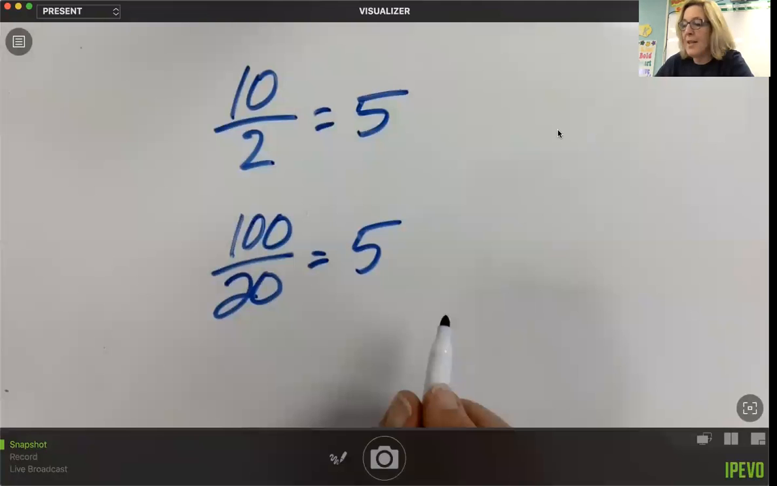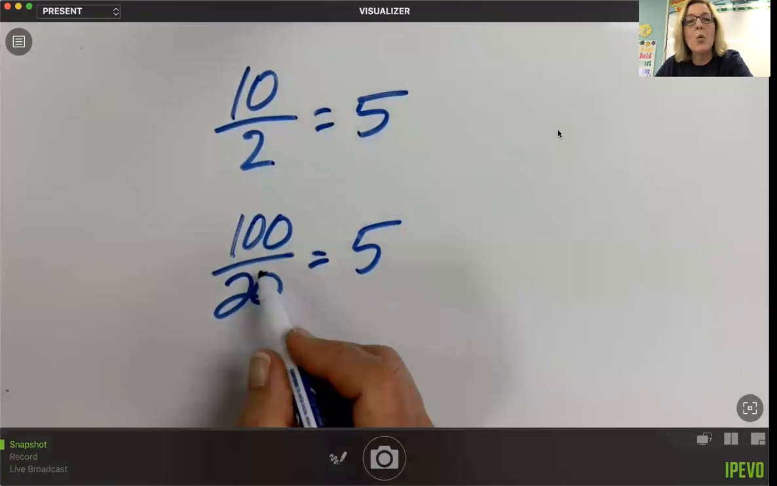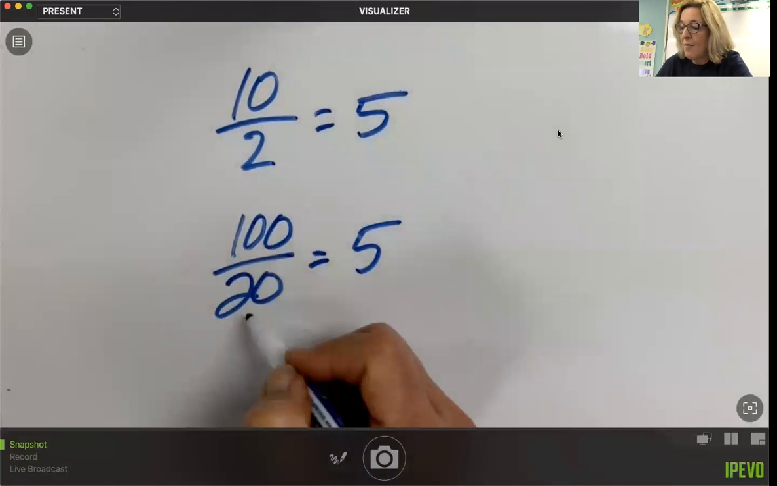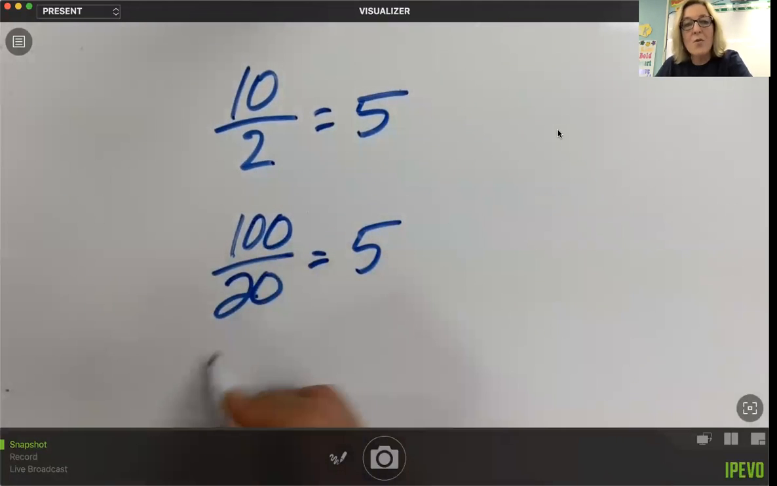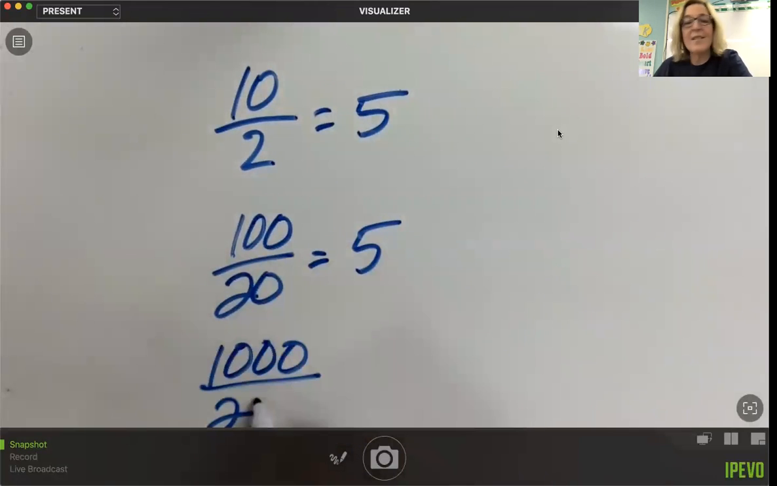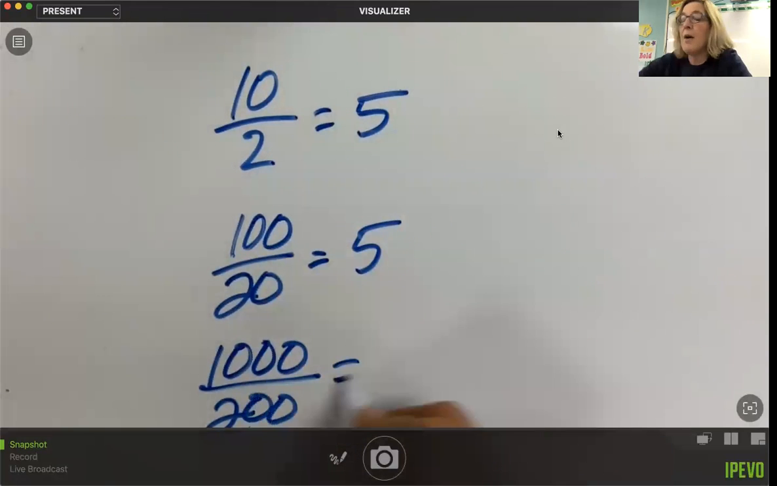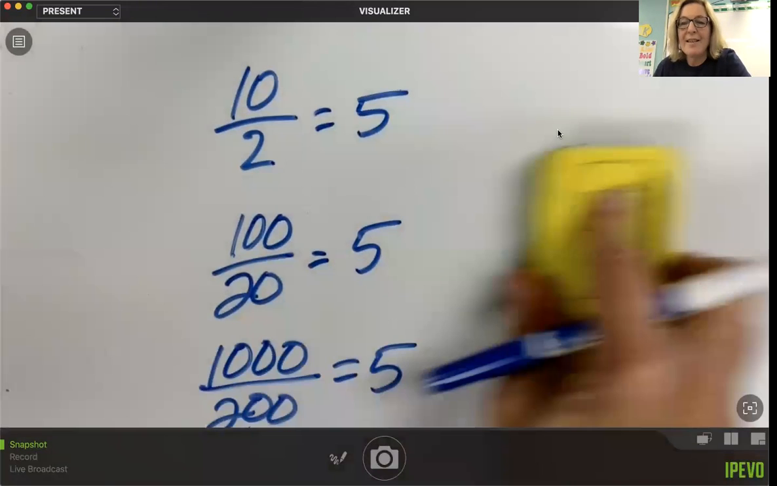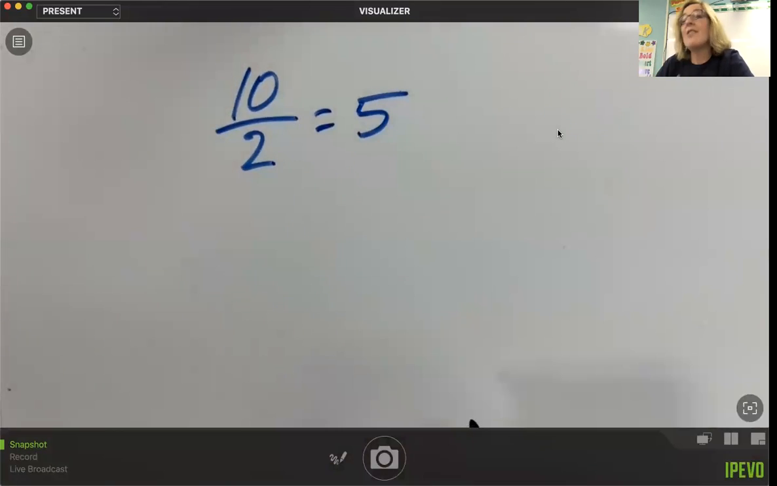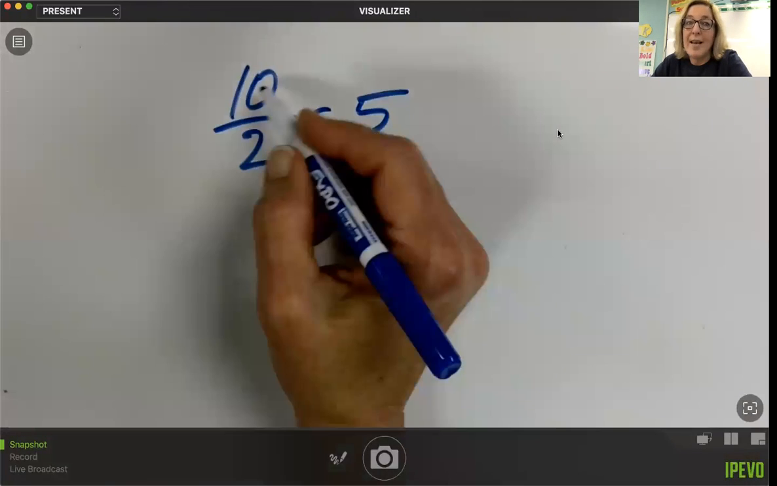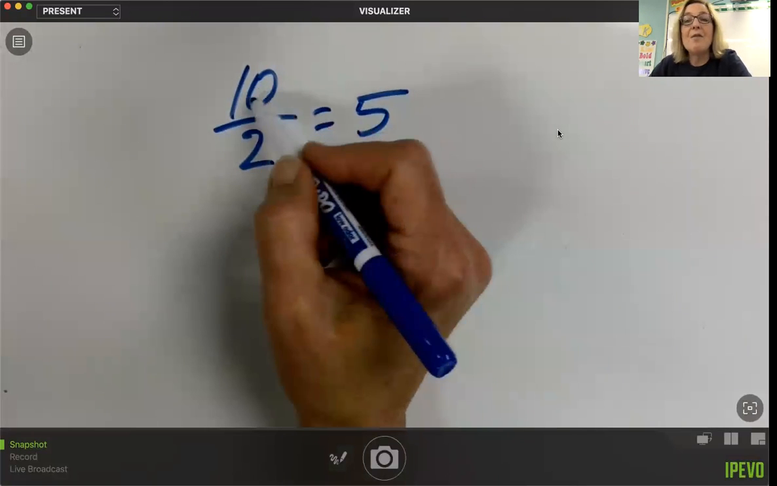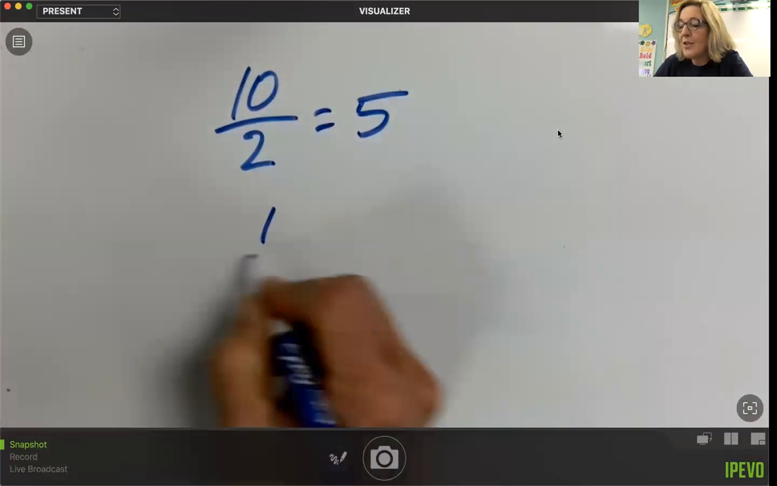If we do the same thing again, if we take 100 divided by 20 and multiply each of these by another power of 10, we would have 1,000 divided by 200, which is still 5, okay? Now we can do the same thing by multiplying by negative powers of 10. Negative powers of 10 then are going to go the other direction on a place value chart. It's like dividing by a power of 10. If you divided 10 by 10, you would get 1. And if you divided 2 by 10, you get 2 tenths.